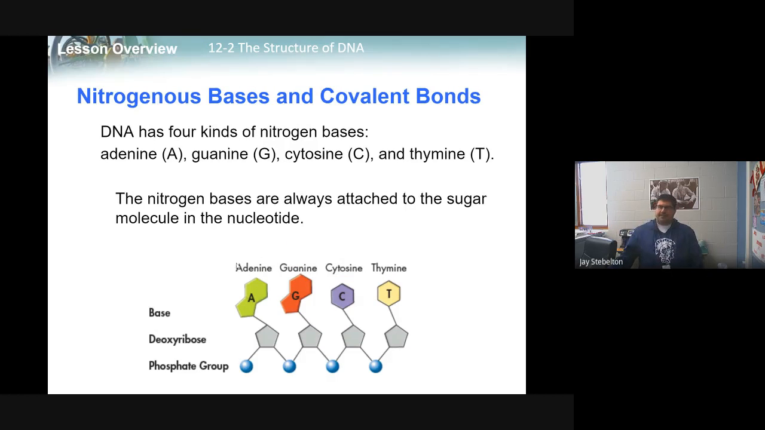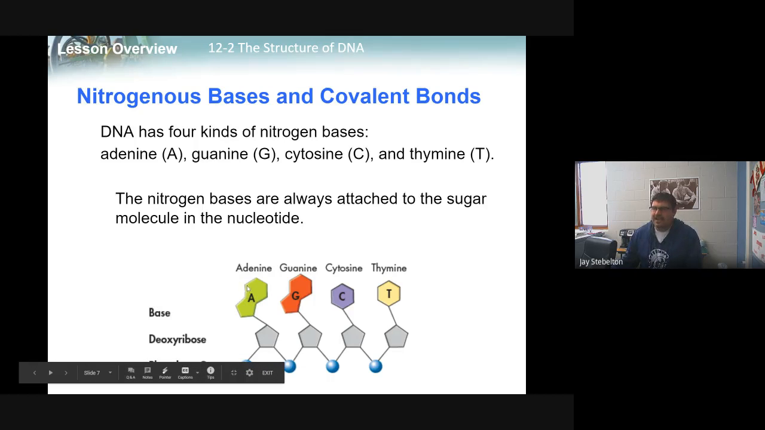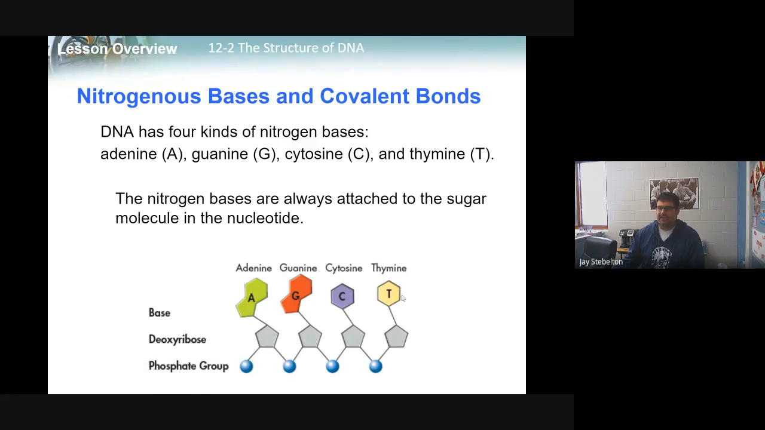Okay, so here's the nitrogen bases and the bonds that hold them together. These nitrogen bases are always attached to the 5-carbon sugar, which is attached to the phosphate group. And you can see there are 4 different kinds of nitrogen bases, A, G, C, and T. So again, this would be just one side of the DNA ladder. The other side would match something with the A, which is always T, and would also match with the G, which is always C.